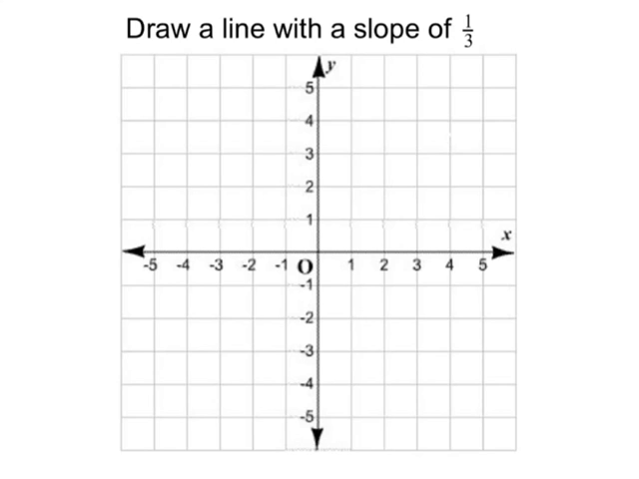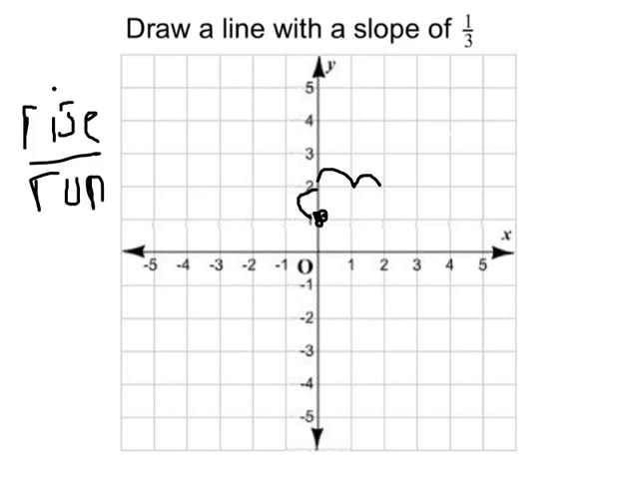Just quickly to review drawing slope. Slope is our rise over our run. And when we draw the slope, we can pick any point because there's no point given to us to start. We have a rise of 1, so we're going to rise 1 and run 3. Last step is to graph my line.